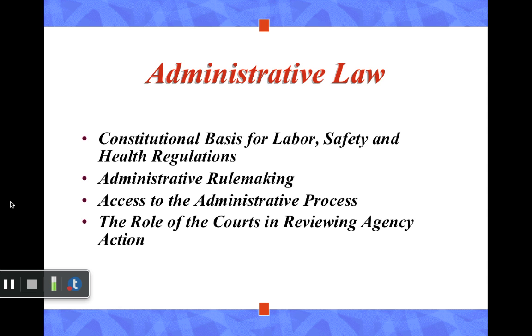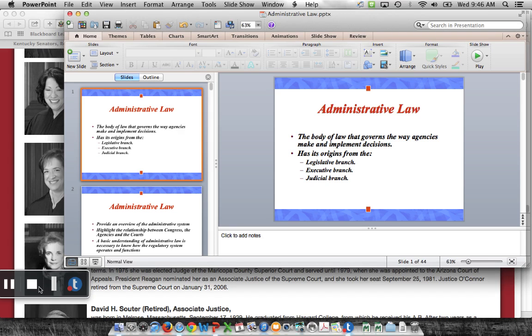But again, today it was administrative law, and it's sort of a rule and a framework by which all agencies have to work, and gives you an overview of how the legislative, the executive, and the judicial branches all play a very important role in this process.